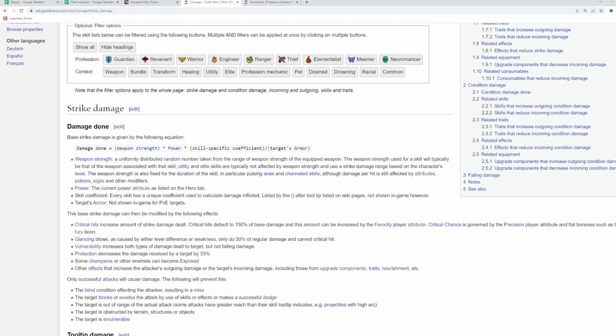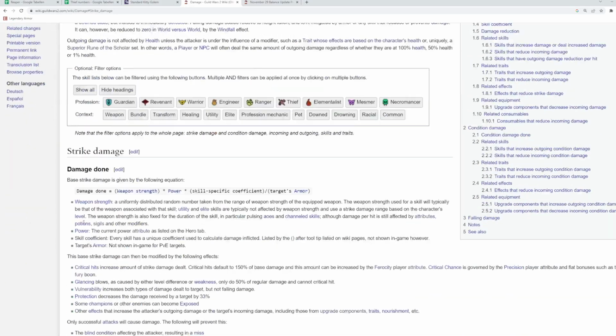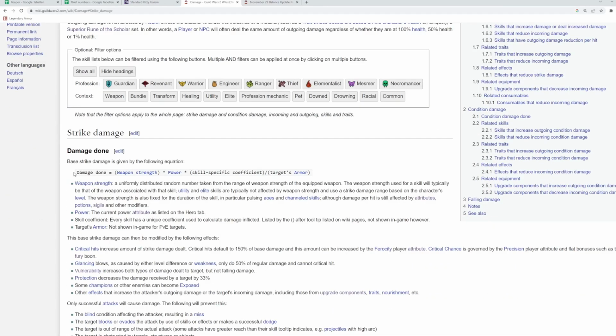So, as you can read on the wiki in the damage article, damage done is calculated by multiplying weapon strength, which is just something that depends on the weapon, times your power, which is seen in the hero panel, times a skill-specific coefficient, which is different for each skill, and dividing it by the target's armor.